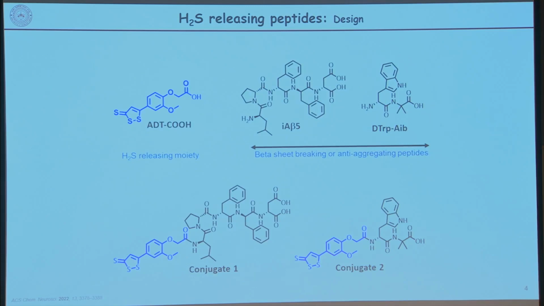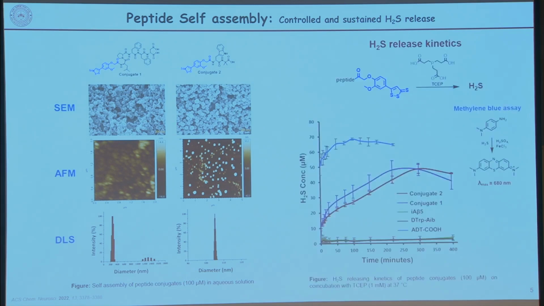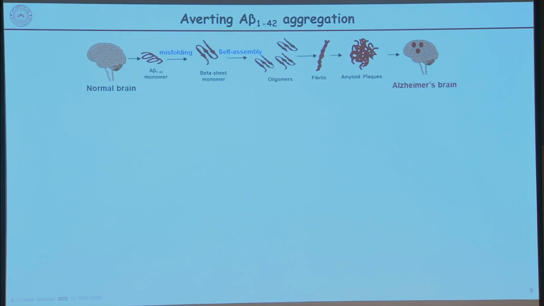So we came up with a strategy in which we designed and synthesized hydrogen sulfide releasing peptide conjugates 1 and 2, which are formed by combining an H2S releasing molecule with anti-aggregating peptides. These peptides form self-assembled structures in aqueous solution, and due to self-assembly they release hydrogen sulfide slowly and in a sustained manner.